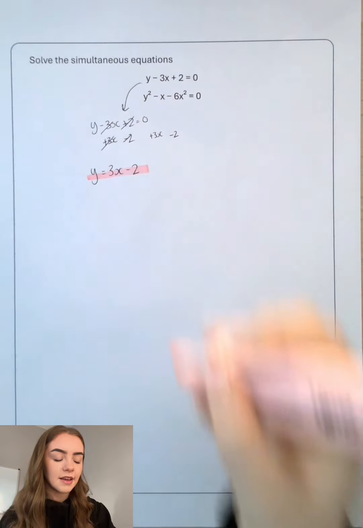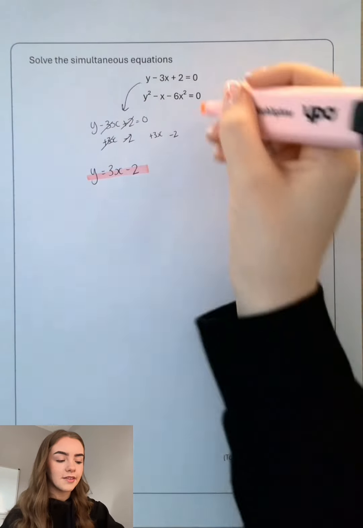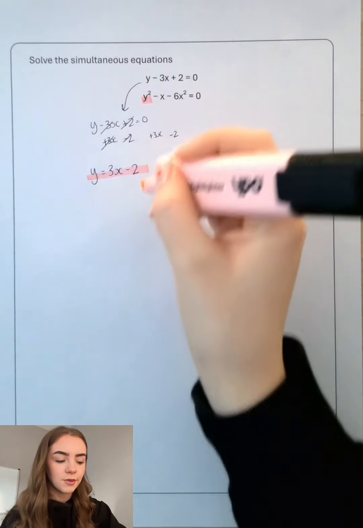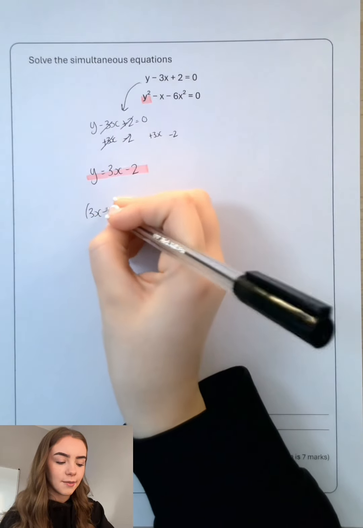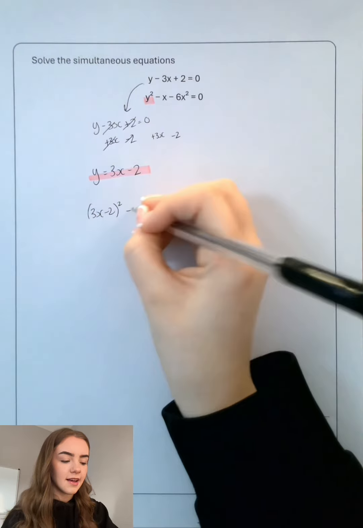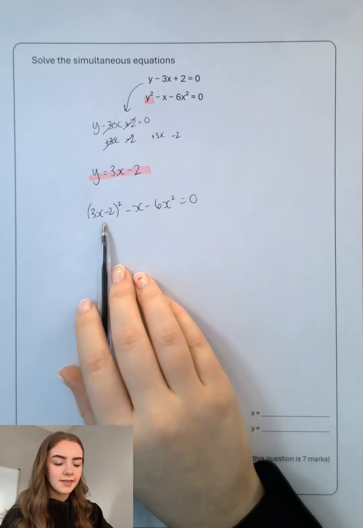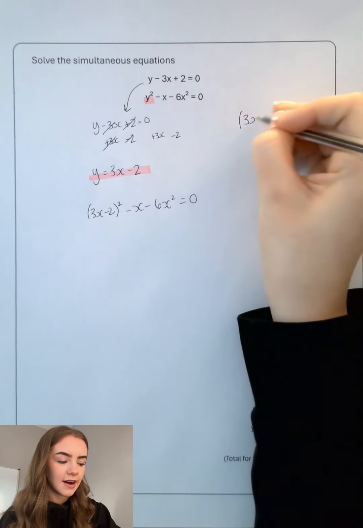Now if y is equal to 3x minus 2, in place of y in the second equation, we can substitute in 3x minus 2. So this will now be (3x minus 2) squared minus x minus 6x squared. Since this bracket is squared, we'll now have a double bracket.